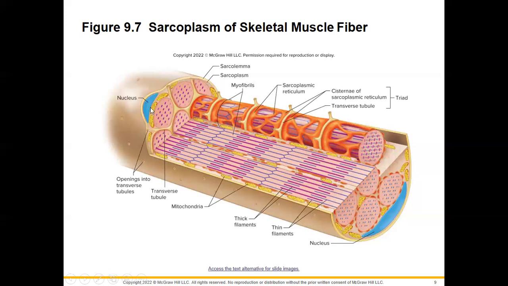You have several nuclei associated with each muscle fiber because it's a multinucleated cell. Inside of your sarcomere, this is a sarcomere, inside of each you have your thin actin filaments and your thick myosin filaments. Then you have your other organelles associated as well, like your mitochondria.